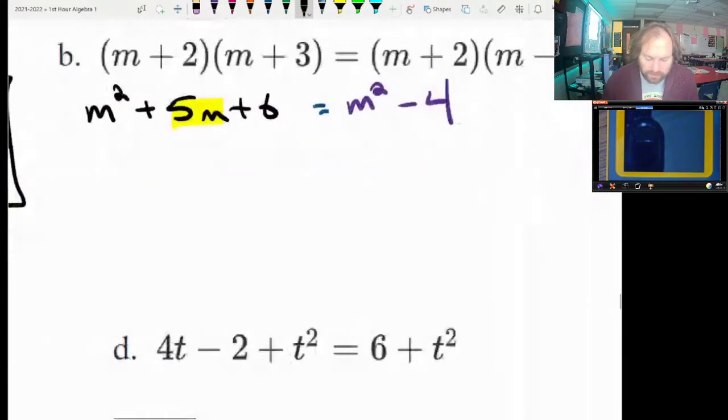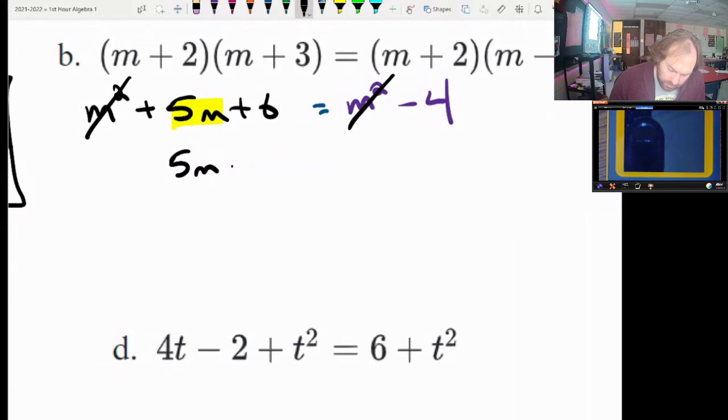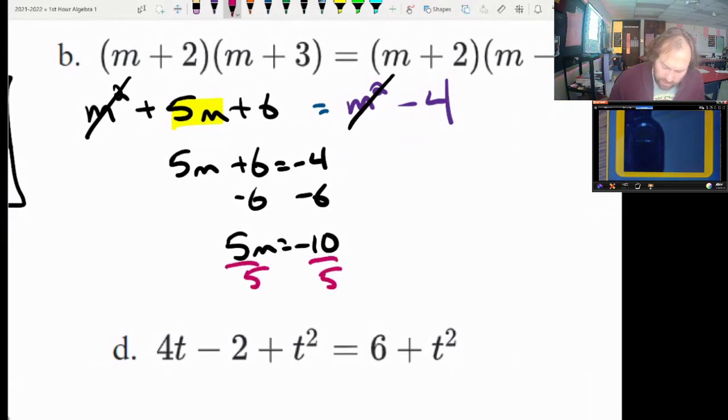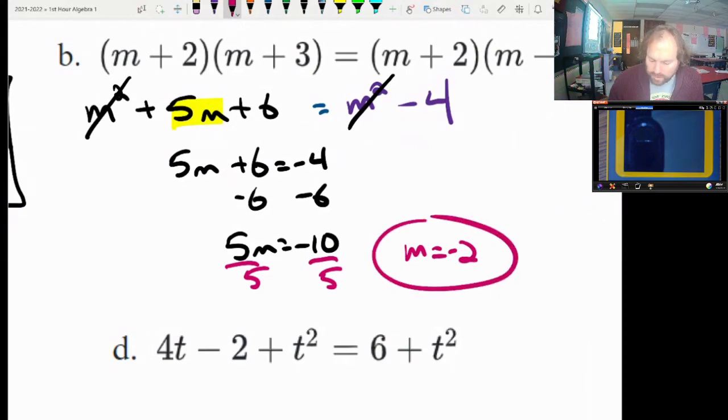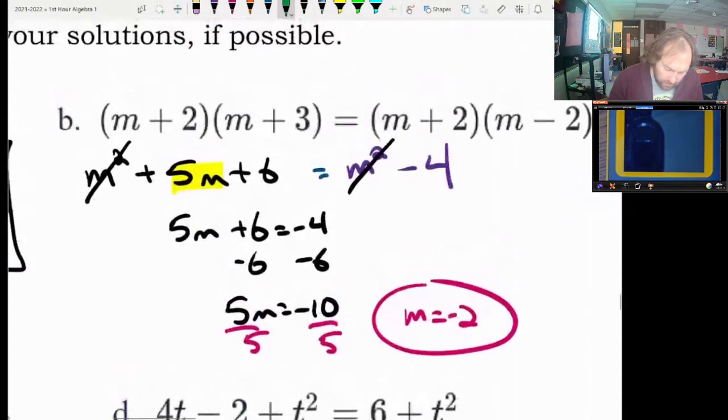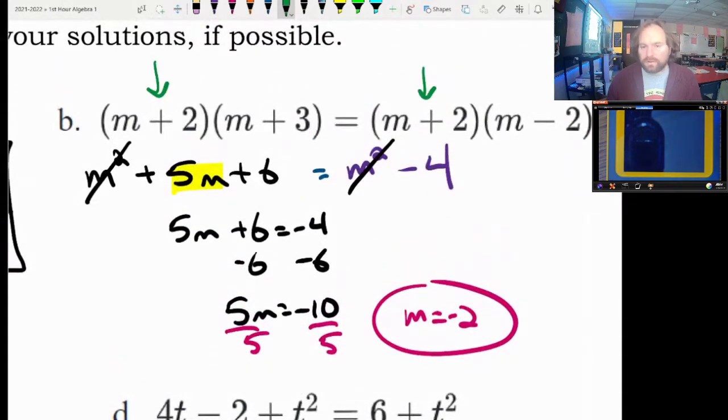Which actually makes this problem really easy to solve, because once you get here, you can just ignore the m squareds on both sides and cancel them out. And you've got 5m plus 6 equals negative 4. Subtract the 6 from both sides, you get 5m equals negative 10. And when you divide by 5, you get m equals negative 2 for the answer. Which I think makes both sides 0 if you plug it in. If you plug negative 2 in there and there, you get a 0 for this whole thing and this whole thing, and if you multiply it by 0, you get 0.